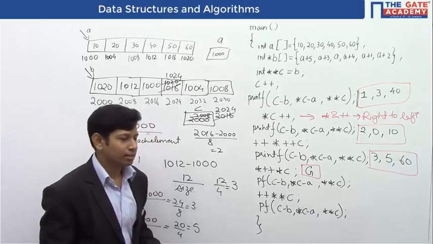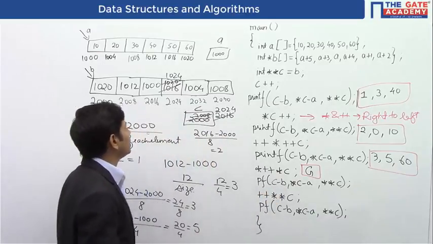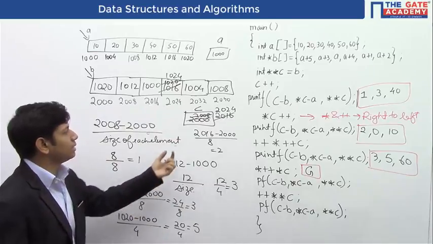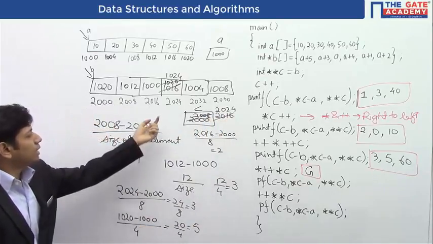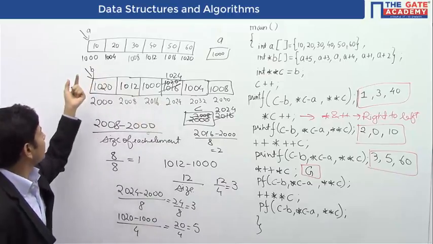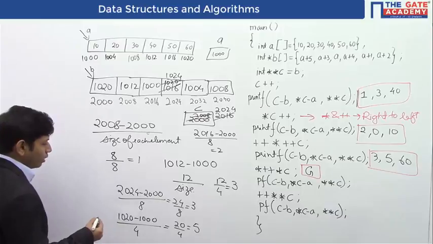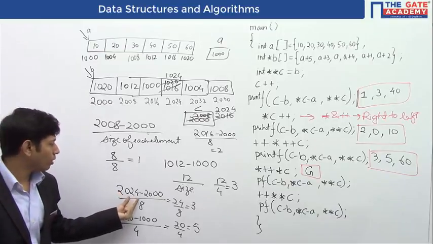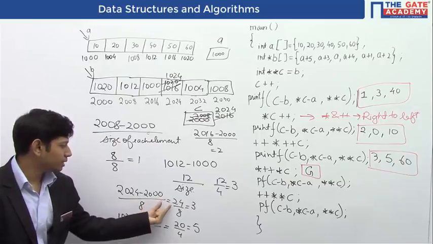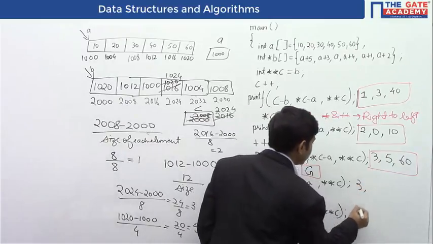Let's see the next command. It is C minus B. So what is the value of C minus B? C is 2024. C minus B, B is again 2000. So the value for C minus B will be the same as this, 2024 minus 2000 by 8, which is equal to 3. So again we will get output over here as 3.